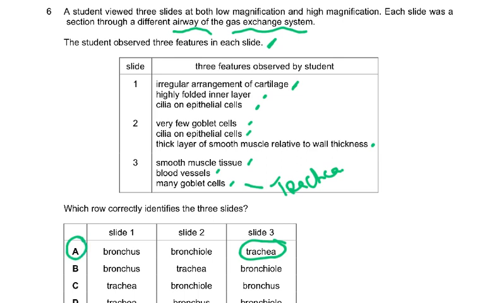You see, sometimes there is something which helps you to decide which one it is, because you have to decide between the bronchus and the bronchiole. And you know that an irregular arrangement of cartilage is in the bronchus.